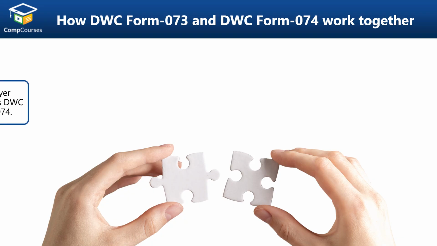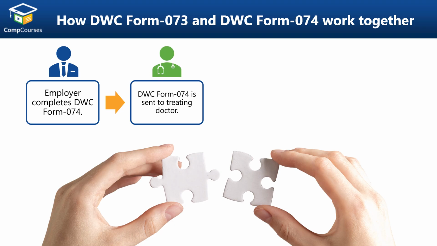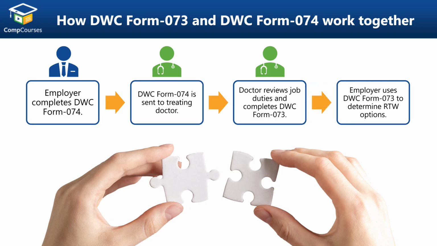And just to give you a little bit more information and description of how these forms flow together, the employer completes the DWC Form 074, which describes the injured employee's job duties and physical demands. The DWC Form 074 is sent to the treating doctor, which helps the doctor understand the physical requirements of the job. The doctor reviews the DWC Form 074 and completes a DWC Form 073, which assesses whether the employee can or cannot return to work and under what conditions. And then the employer uses the DWC Form 073 to determine the return to work options. So as an employer, you may offer modified duties or alternate work based on these restrictions as well.